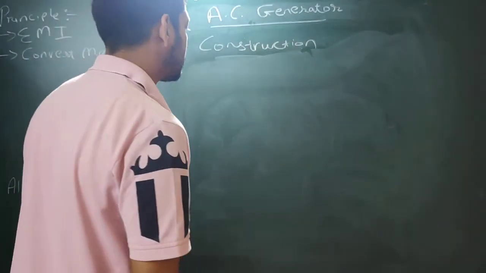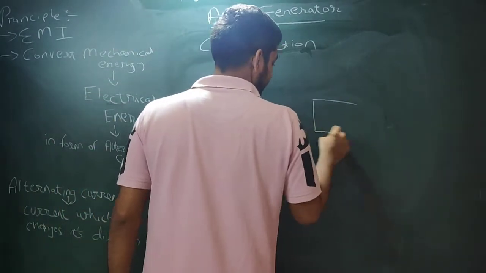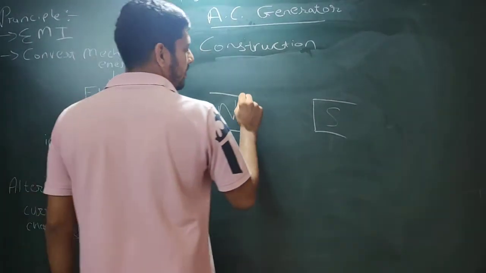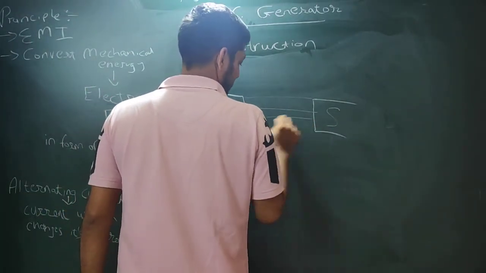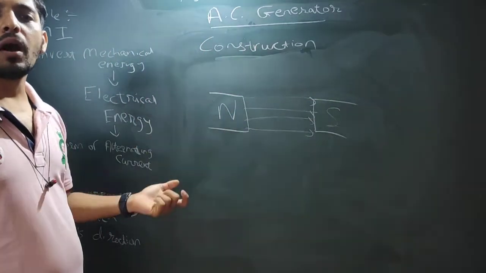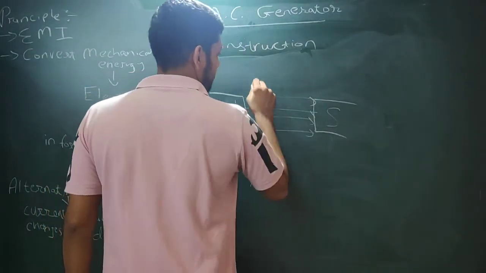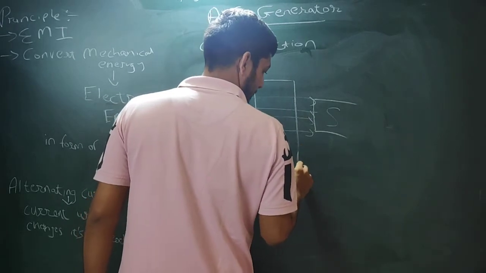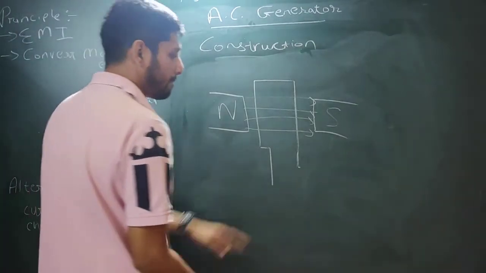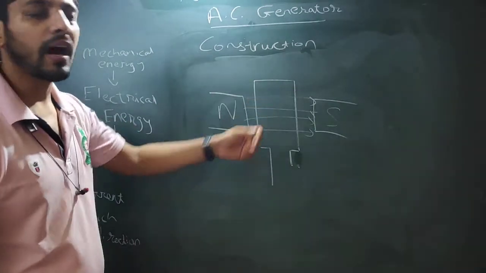So let us start the construction. Initially what do we want? We want two permanent magnets, say North Pole and South Pole. Due to this, there will be magnetic field between them. Now we need to keep a coil in between. Let us say this is our coil, or you can say armature coil. Okay, this is known as armature coil.